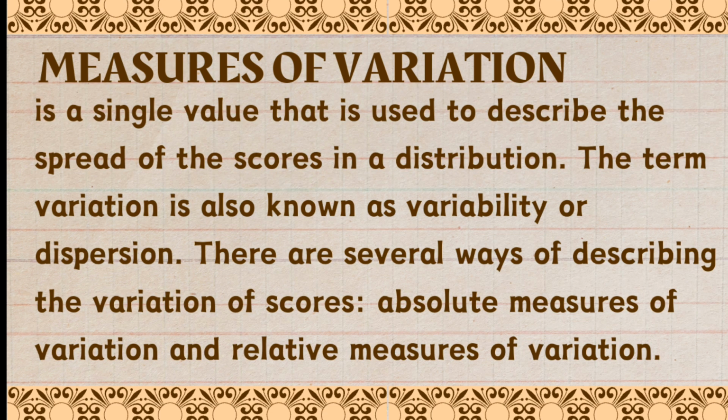It is a single value that is used to describe the spread of the scores in the distribution. The term variation is also known as variability or dispersion. There are several ways of describing the variation of scores: absolute measures of variation and relative measures of variation. Measures of variation describe how spread out or scattered the values in the data set are. It shows how much the data values differ from each other and from the average, or what we call the mean.